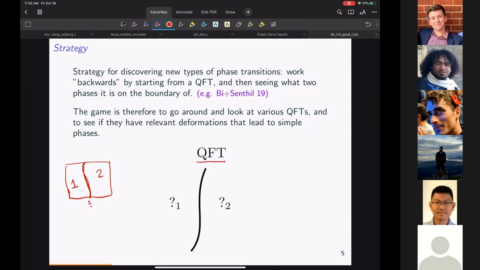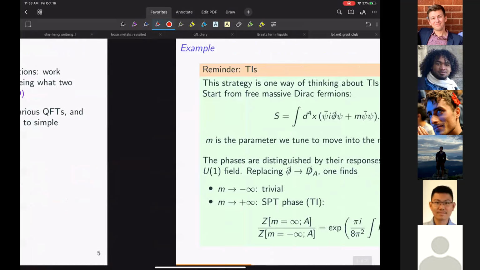Here we're going to do the opposite. We're going to start with some quantum field theory that we pick out by hand, and then we're going to see if this quantum field theory can actually be interpreted as a second order phase transition between two different phases. And we're going to try to figure out what these phases are. This is nice because there are jillions and jillions of QFTs out there. You can pick your favorite one and see if it makes sense as a second order phase transition.